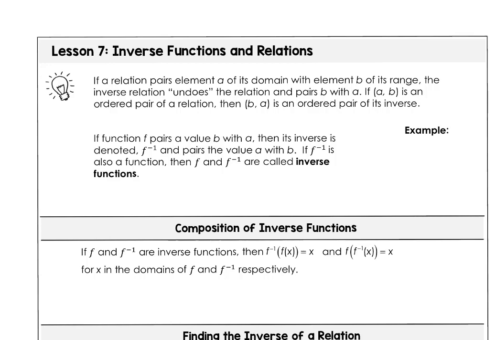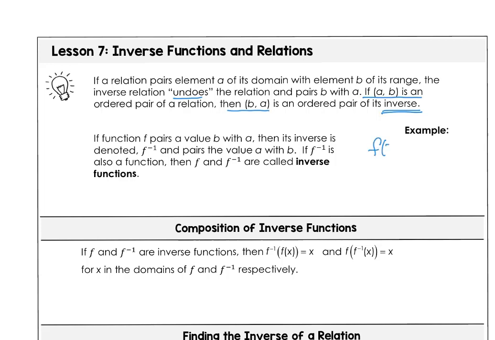This is Lesson 7 in Unit 6. Today's lesson is all about inverse relations and inverse functions. You might recall that inverse operations undo each other. And when we have a relation that has an ordered pair, (a, b), then the ordered pair (b, a) is in the inverse. Now, the inverse could be a function, or it could be just simply a relation.